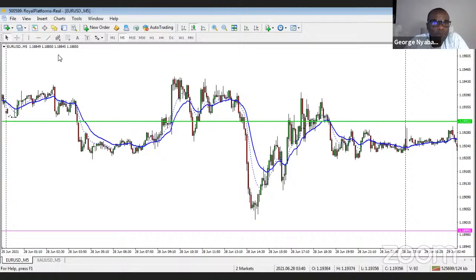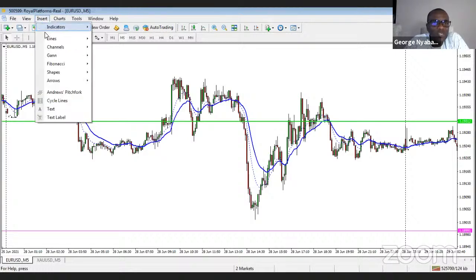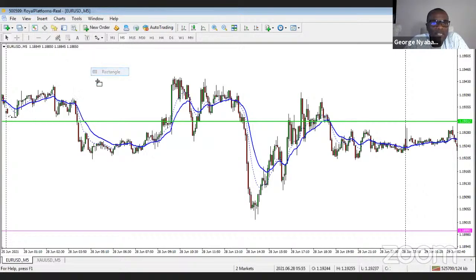So the other day I showed you when things are not clear, you say, man, I want to take a trade, I don't know what to do. Just go and put in a triangle, a rectangle rather.